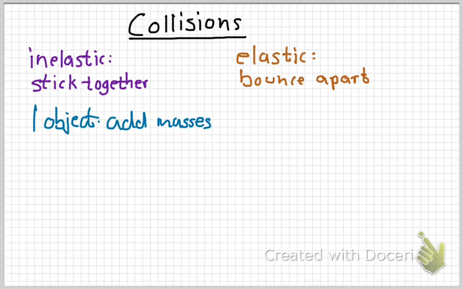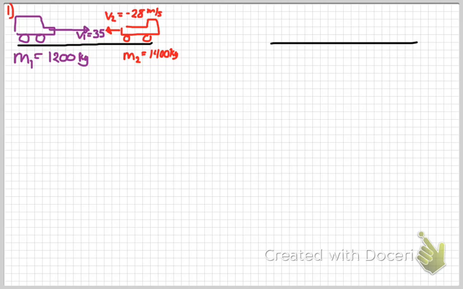An elastic collision means that the two objects bounce apart. That means you're left with two objects at the end. So let's look at two examples together from your assignment packet. On page 7, let's first of all look at question number 1.